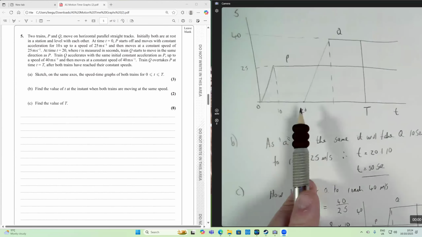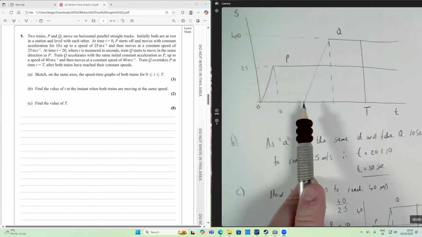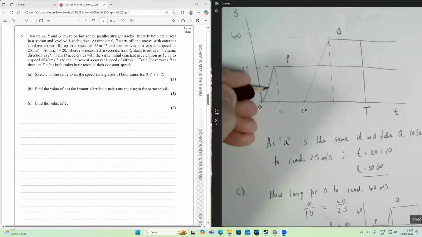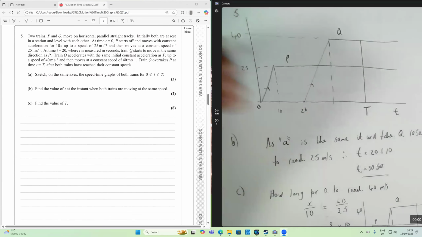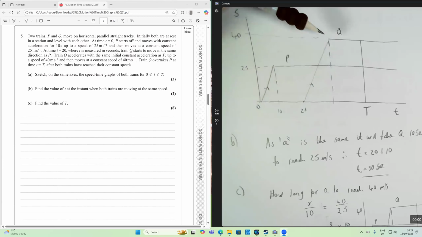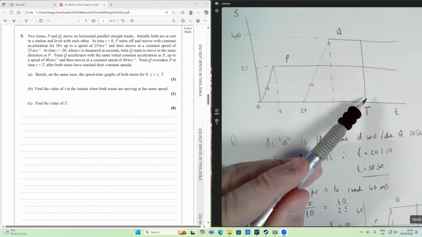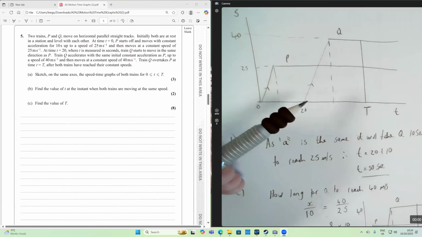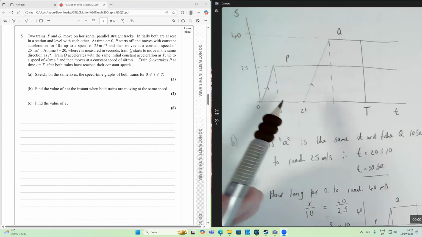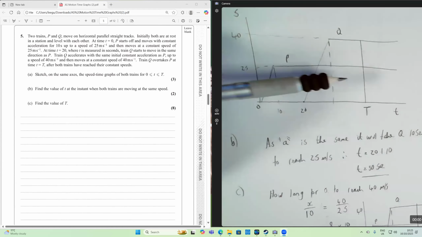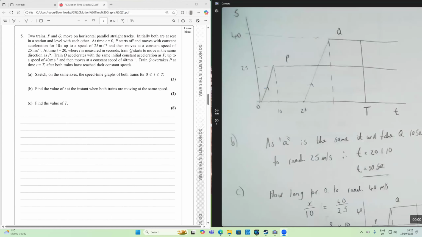Q starts off 20 seconds after P has started and accelerates with the same acceleration, so these two lines are parallel, up until it reaches a speed of 40 meters per second, and then it continues. Basically, what happens is train Q overtakes train P at some time t here. There's an absolutely crucial idea which we're going to need for part C, but we'll get to that in a minute. So that's our sketch.